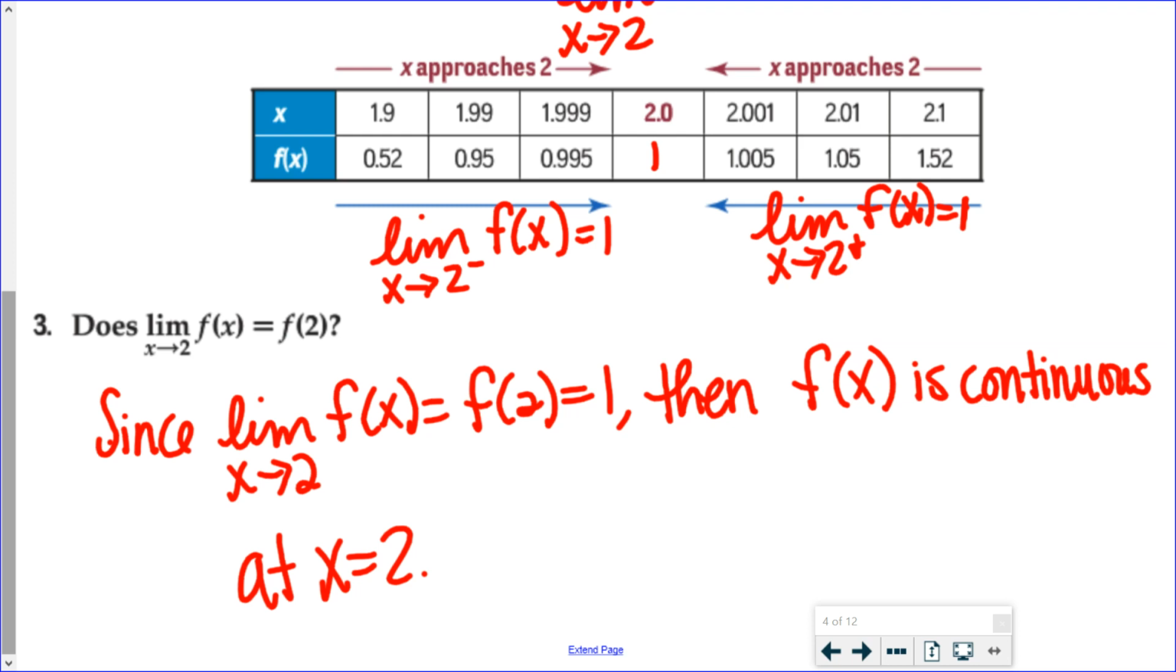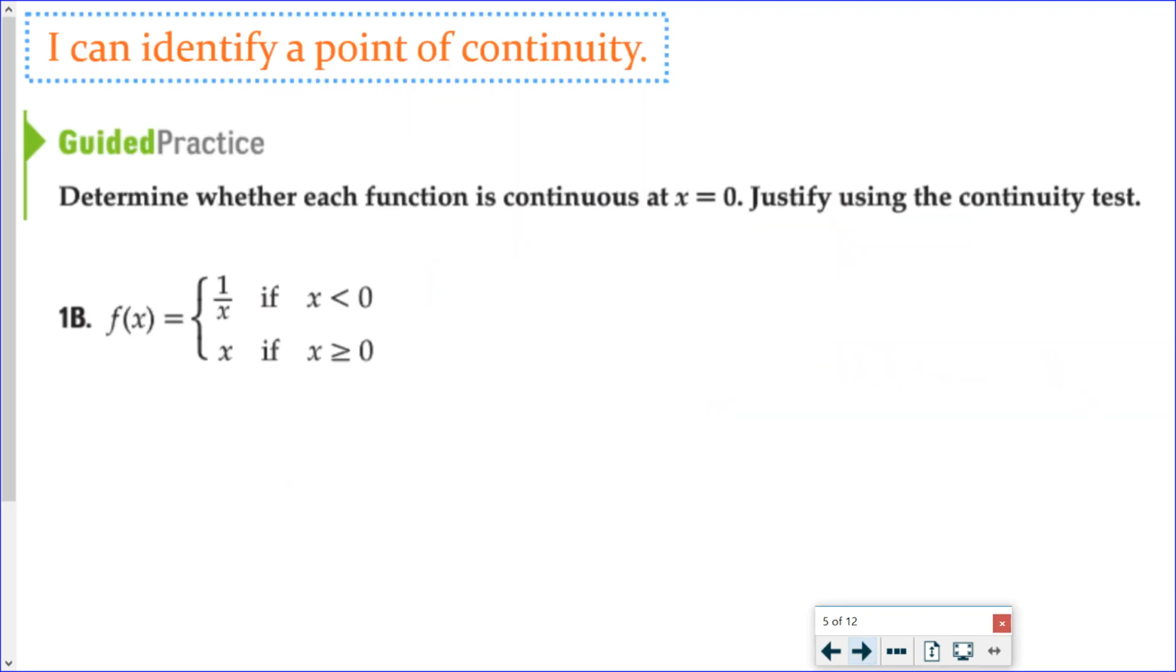In other words, you have a y value that can be put out. And then the limit has to exist as it goes towards that x value, and they have to be the same. So let's look at number 2. Here we've got a piecewise function. It's defined into two pieces. First, when x is less than 0, and then when x is greater than or equal to 0.